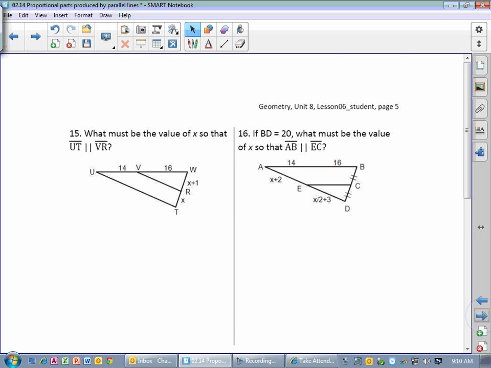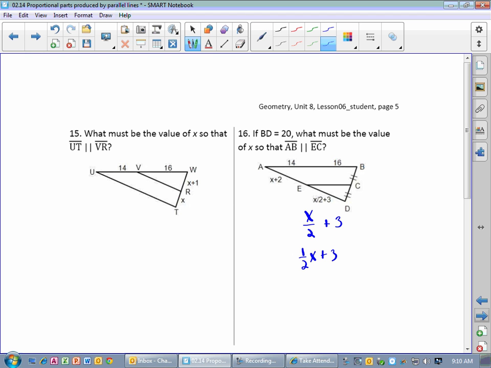Now, on a side note, when you get to number 16, you'll see it says x slash 2 plus 3. All this is saying is x over 2 plus 3. Okay, that's what this is. So it's x divided by 2 plus 3. Or you could think of that as 1/2 x plus 3. That's all this is. These are 3 different ways of writing the exact same thing.